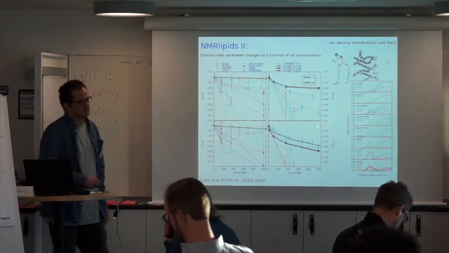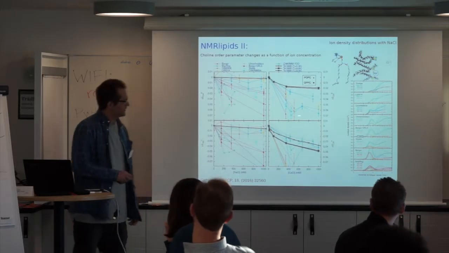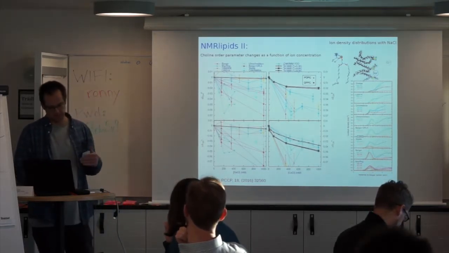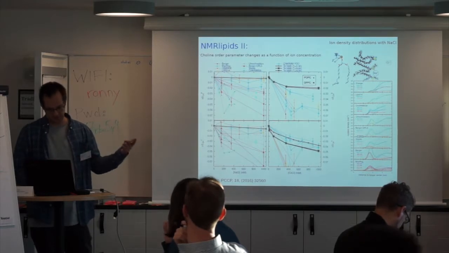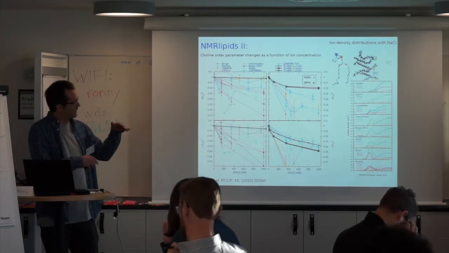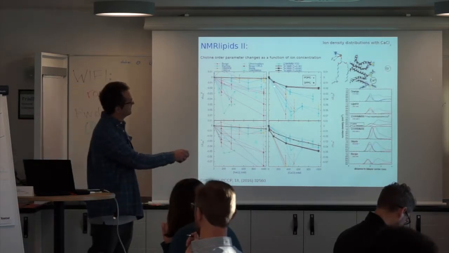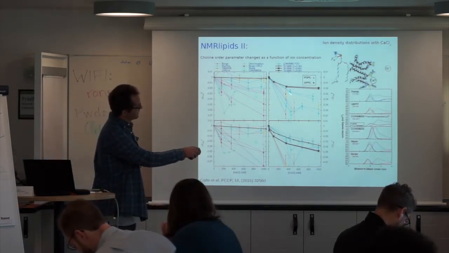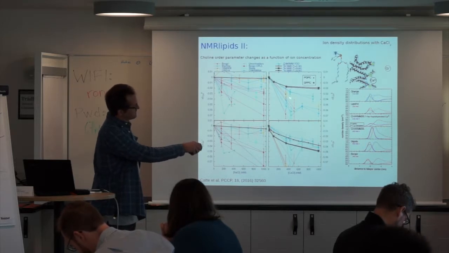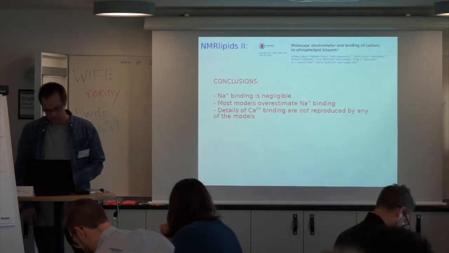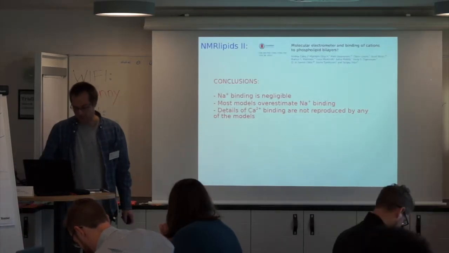The ion binding was a very important thing. I don't have time to go into the details. The message is that the cations are binding too strongly in all simulation models available. Sodium and calcium are binding too strongly to lipid bilayers. This is the best plot. You can see that all the simulation models go something like this, and this is the experiment. Cations are binding too strongly.